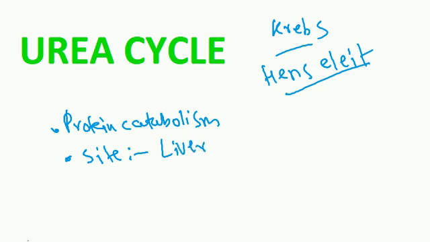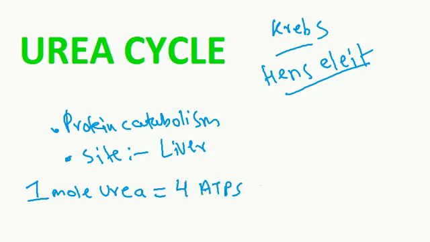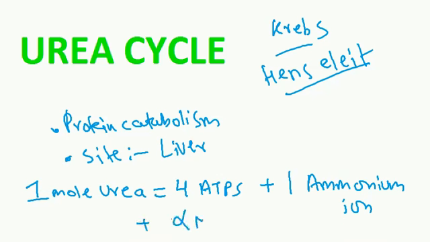In the net reaction of urea cycle, for the production of 1 mole of urea, we require 4 ATPs. Then we require 1 ammonium ion, plus we require a nitrogen from aspartate. So alpha nitrogen from aspartate. So now let's proceed to the cycle.